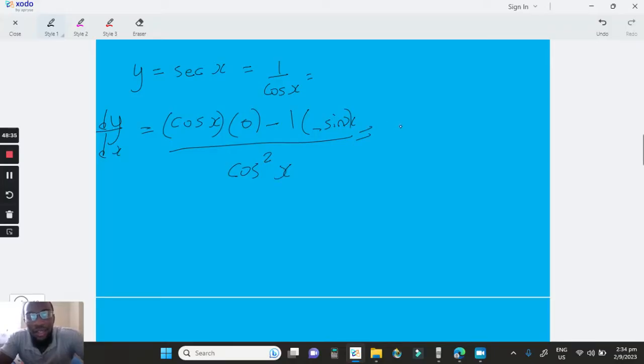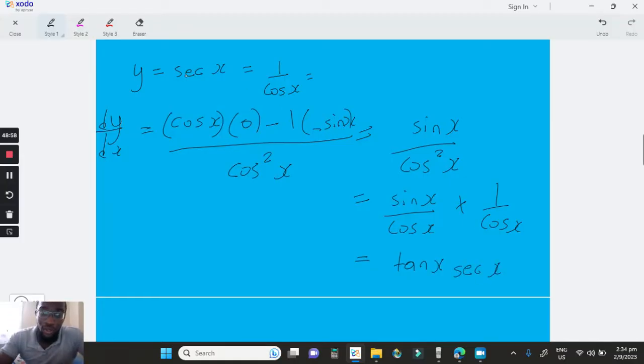Minus and minus become plus, so now we get sine x over cos square x. But remember, this can be rewritten as sine x over cos x multiplied by 1 over cos x. Cos square is cos x times cos x. Then sine over cos is tan x, and 1 over cos x is sec x. So you realize when you differentiate sec, you get tan x sec x.